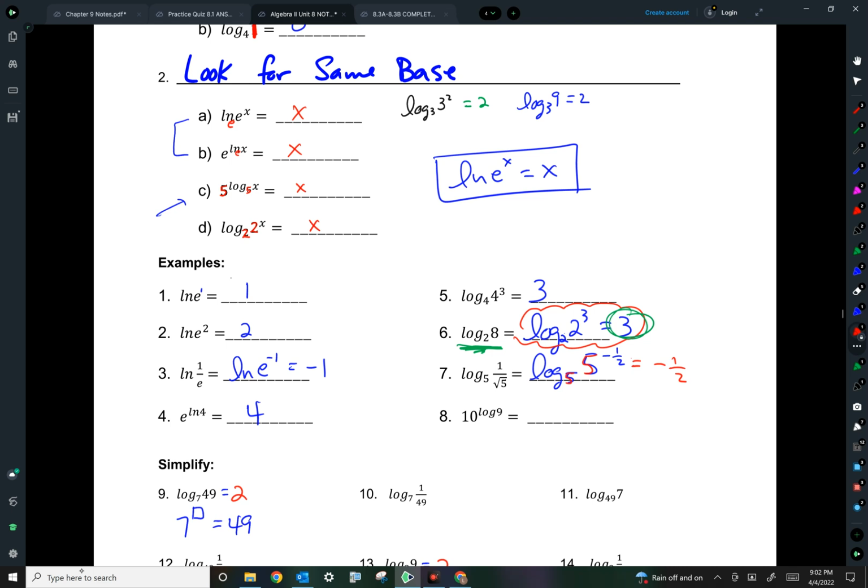Okay. On number 8, you've got a 10. And remember what I told you on the previous page? If it's log and there's no base written, then it's an implied base of 10. So now you see the 10's are the same. And so the answer is just that other number, which is 9.